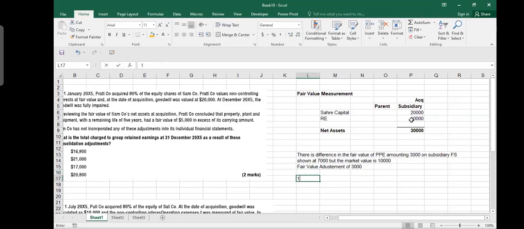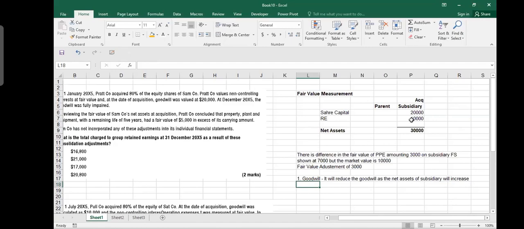This 3,000 fair value will make several changes. Number one, it will affect your goodwill. It will reduce the goodwill as the net assets of the subsidiary will increase, because whatever the net assets of the subsidiary were at the time of acquisition, they actually were 3,000 less. So when you do the fair value adjustment, you essentially increase the net assets of the subsidiary. Remember that goodwill is consideration paid minus net assets, so when the net assets of the subsidiary increase at the date of acquisition, the goodwill will go down.